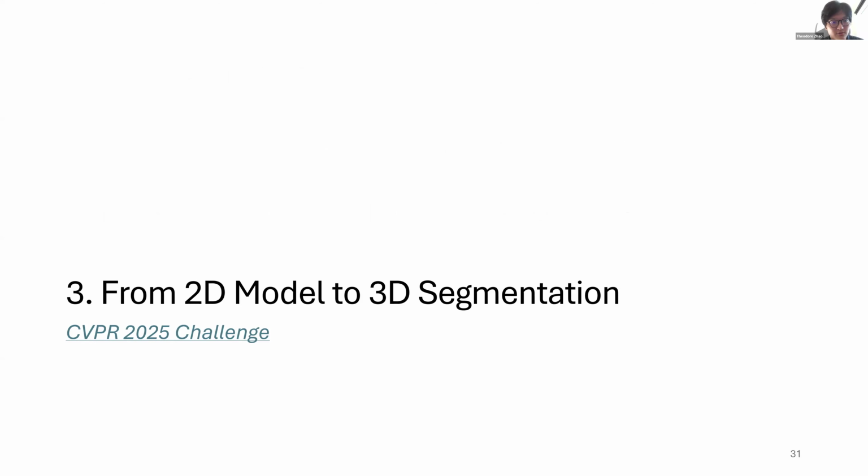So in the third part, I will introduce how to go from a 2D model to 3D segmentation. This is the work in the CVPR 2025 challenge of text-guided 3D segmentation that we participated in.